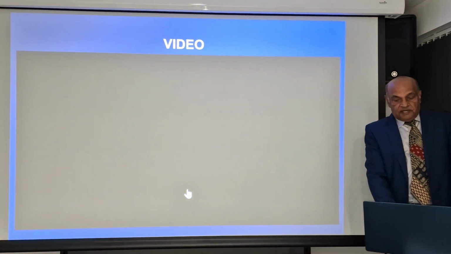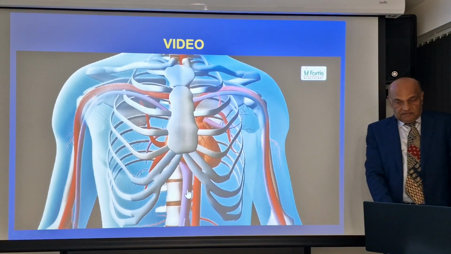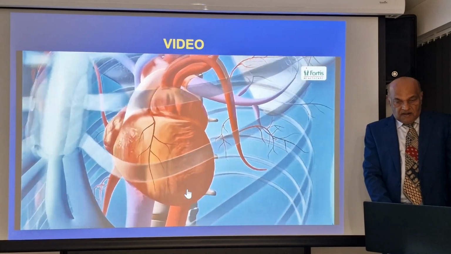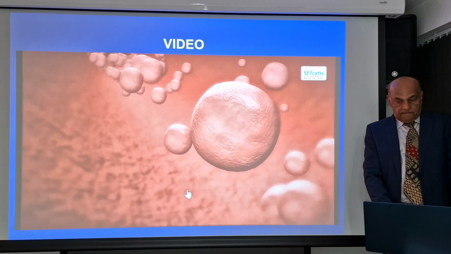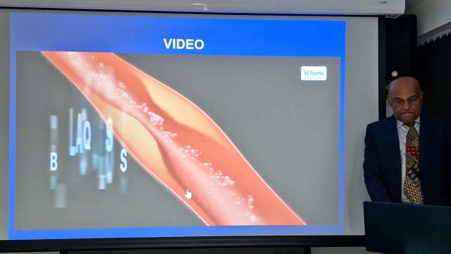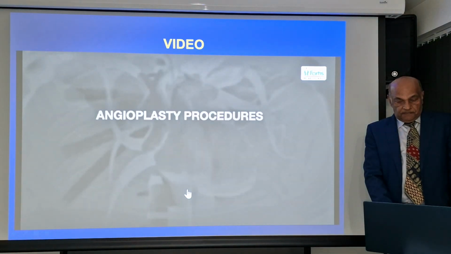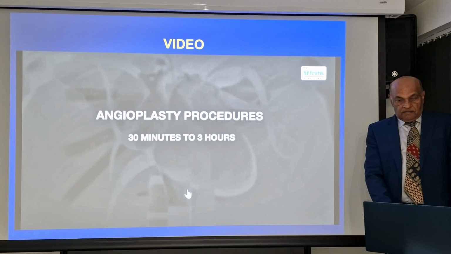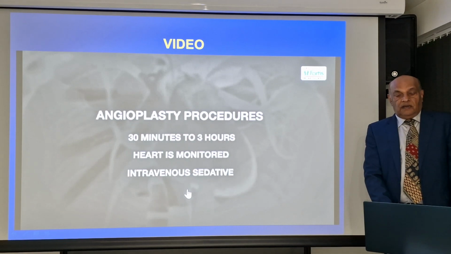So here's to show you coronary angioplasty, also called percutaneous transluminal or balloon angioplasty, a treatment procedure to restore the blood flow in the narrowed or blocked coronary arteries caused due to clogs or blood clots. Most coronary angioplasty procedures last between 30 minutes to 3 hours. Once the patient is admitted, his heart is monitored and he is given an intravenous sedative to relax the body.